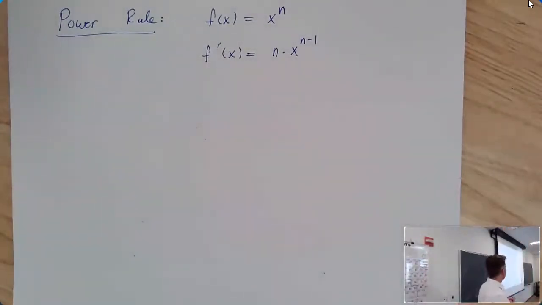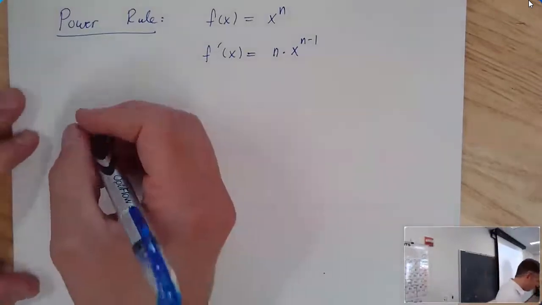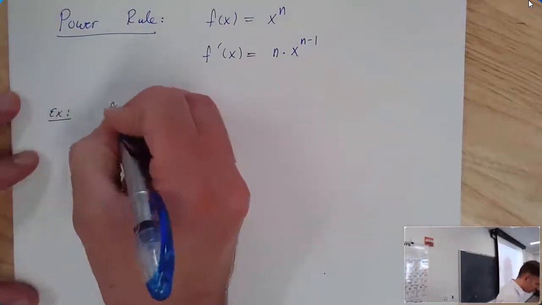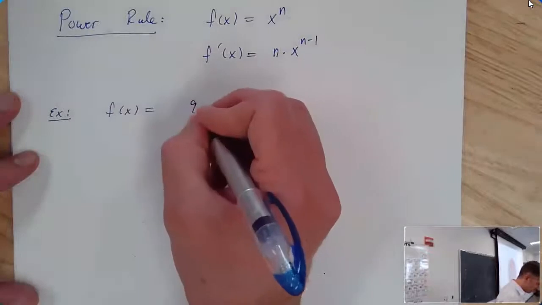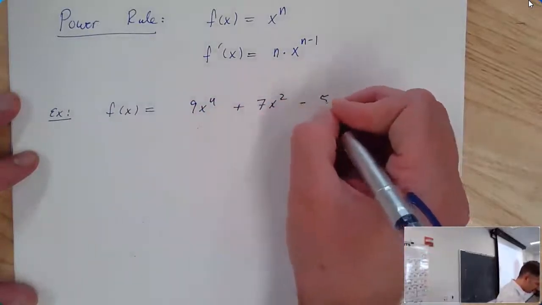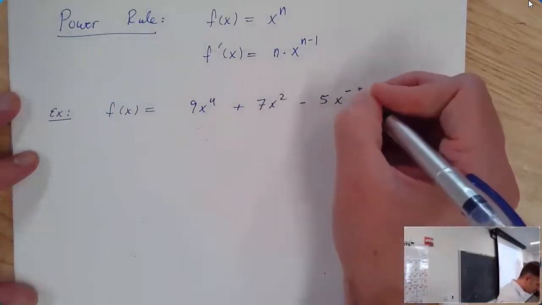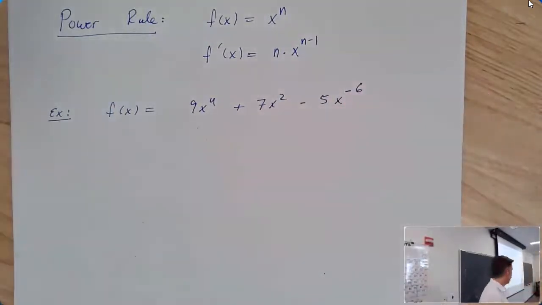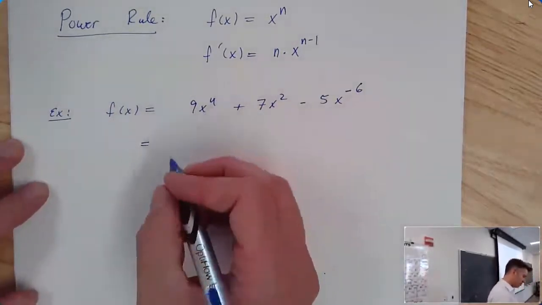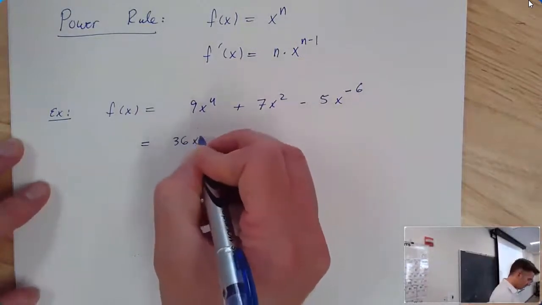And there's a lot of things we do that we don't really think about what we're doing. So for example, if I said my function was 9x to the 4th plus 7x squared minus 5x to the -6th, I'm going to use the power rule. So for this first one, I'm going to get down the 4, 36 times x to the 3rd.